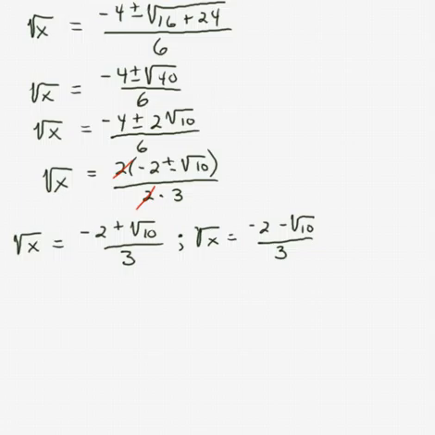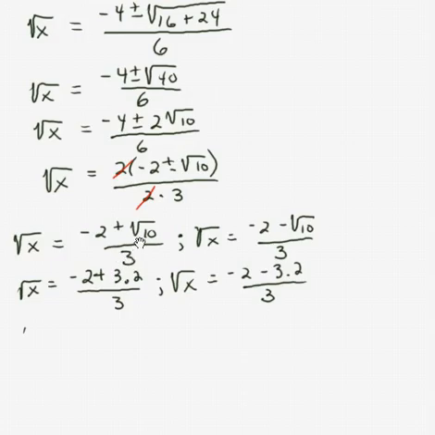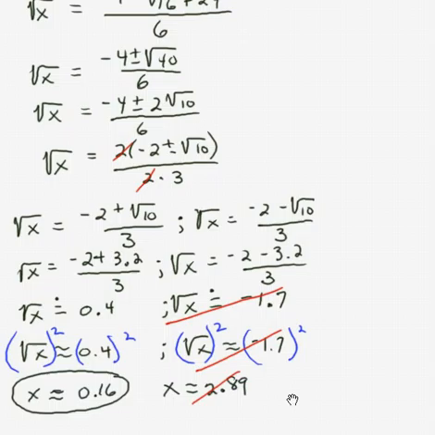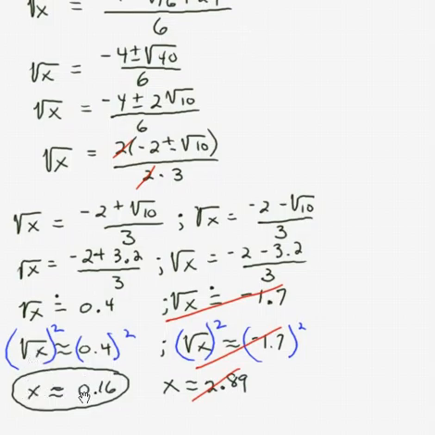All right, in this particular situation, we want to find an approximate value rather than an exact value. So the square root of 10 is approximately 3.2. Let's continue on simplifying. Negative 2 plus 3.2 is 1.2. 1.2 divided by 3 is approximately 0.4. Over here on this side, negative 2 minus 3.2 is negative 5.2 divided by 3, which is approximately negative 1.7. And to find out what x is, we're going to square both sides of the equation and find out that x can be 0.16 or x could be 2.89.